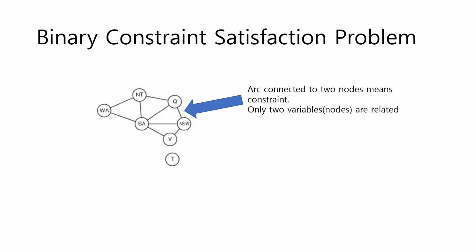These two examples have constraints that relate two variables. We call this a binary CSP. We can easily solve a binary constraint problem by drawing a graph. Set the nodes as variables, and make arcs between the variables, which mean the constraints.